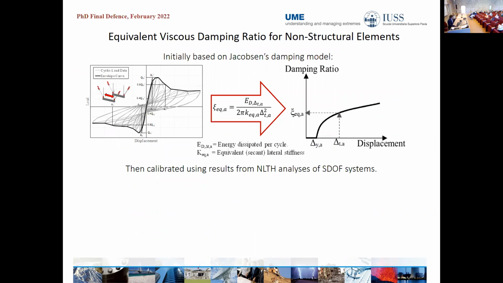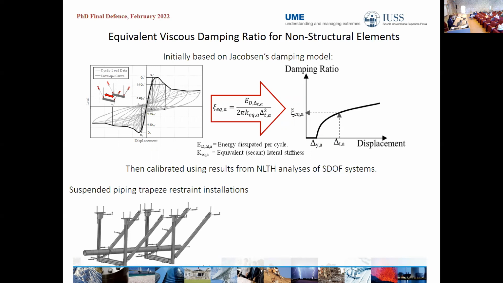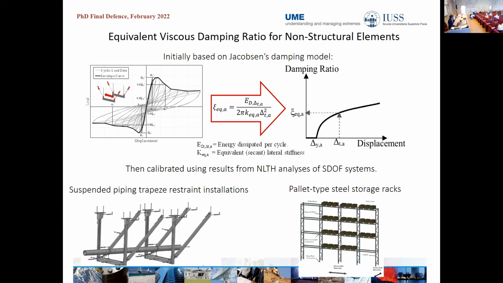So now I will talk about equivalent viscous damping ratio for non-structural elements. This was initially based on Jacobsen's damping model. So this implied taking the results from reverse cyclic tests like the ones you see here, and then integrating each of the loops and applying this equation proposed by Jacobsen many years ago, and then plotting the displacements with the equivalent viscous damping ratio. Then we calibrated the results using nonlinear time history analysis of single degree of freedom systems. We applied this to two typologies of non-structural elements: suspended piping trapeze installations and pallet type steel storage racks.